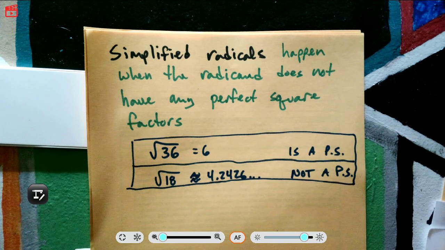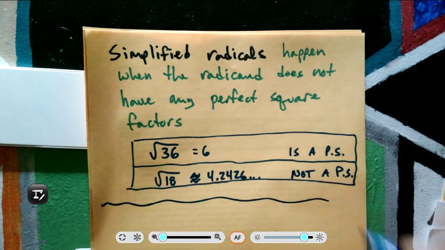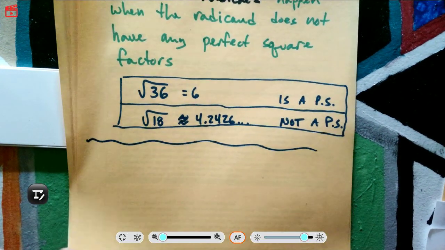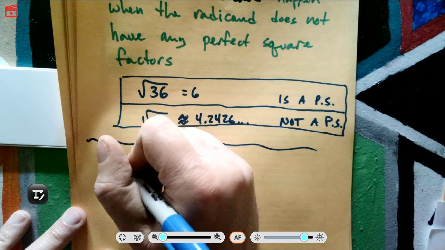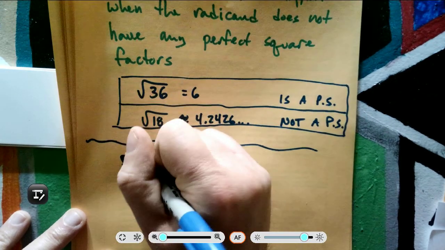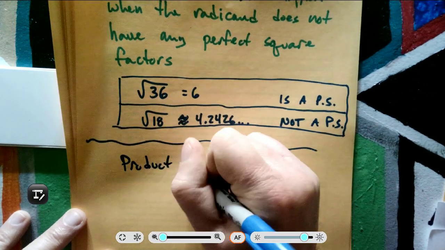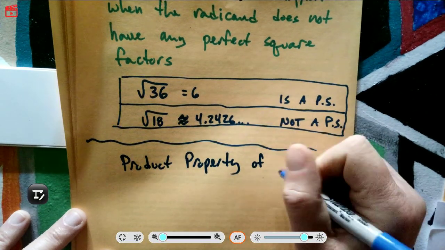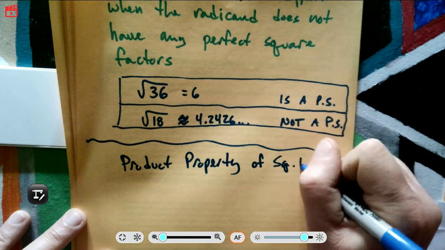All right. One more thing to talk about before we get into the actual problems on how to do this. A lot of this is vocabulary. And the last thing we've got to talk about before getting into simplifying radical expressions is the product property of square roots.